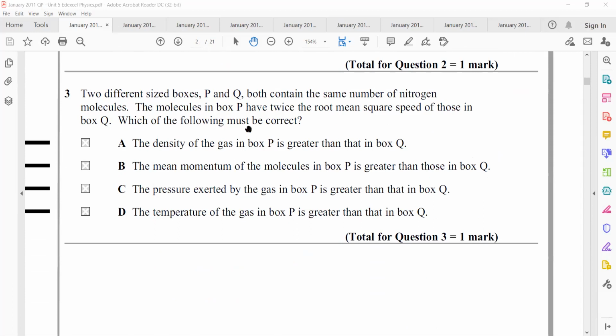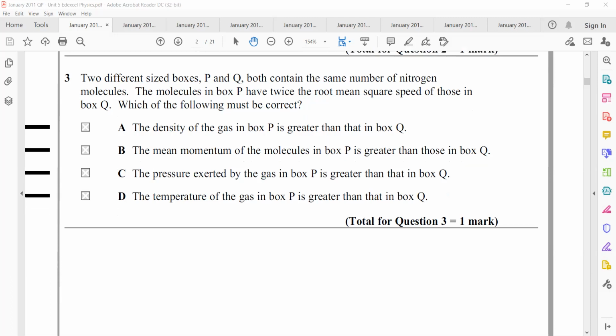In question 3, two different sized boxes P and Q contain the same number of nitrogen molecules. The molecules in box P have twice the root mean square speed of those in box Q. Which of the following statements must be correct? Question 3 for the January 2011 paper. What could be the right answer? Both contain nitrogen molecules.